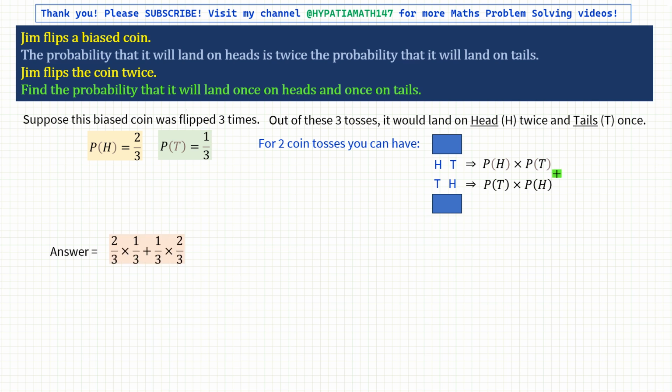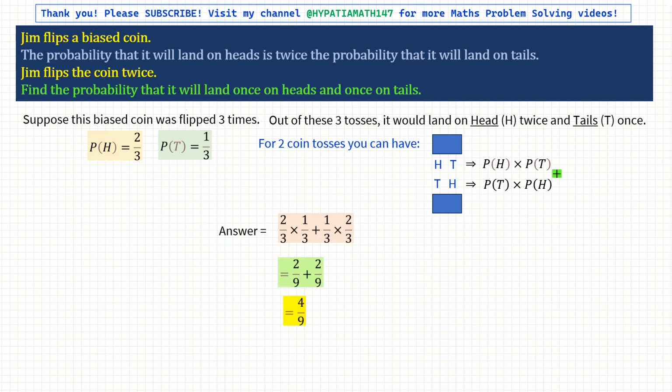So our answer is going to be 2 out of 3, because PH is 2 out of 3 and PT is 1 out of 3. So instead of PT I would write 1 out of 3, so 2 out of 3 times 1 out of 3, and you add the probability for the 2 conditions, so you will get plus 1 out of 3 times 2 out of 3, and so that would give you 2 out of 9 plus 2 out of 9. The answer is 4 out of 9.